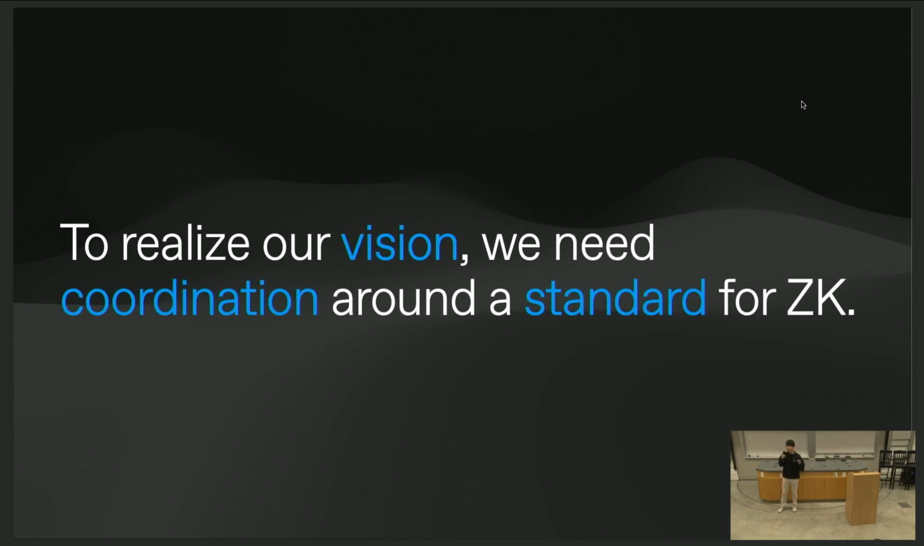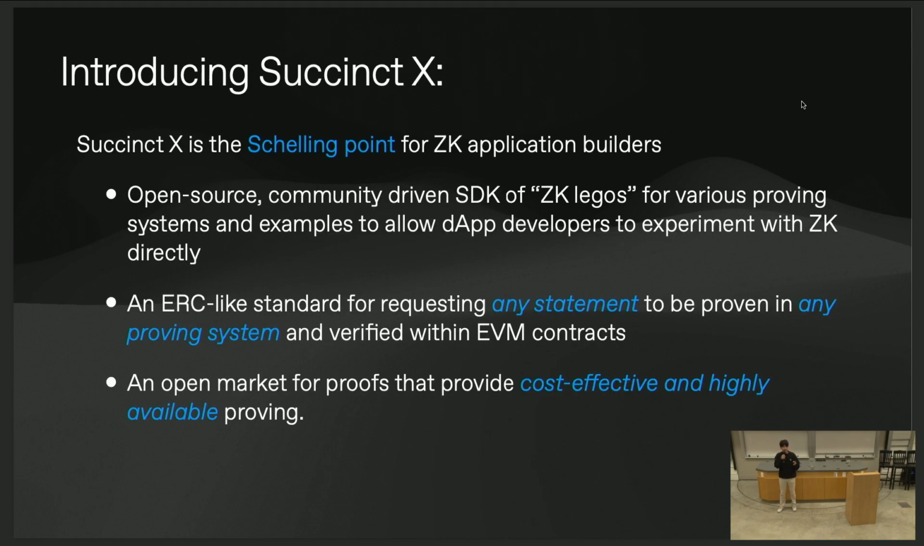So when thinking about all these challenges and the goals that we want, at Succinct what we realize is that what we need is a coordination around a standard for ZK proofs. So to this end, what we're working on is something called Succinct X. And Succinct X is essentially a vision for the end game of ZK.